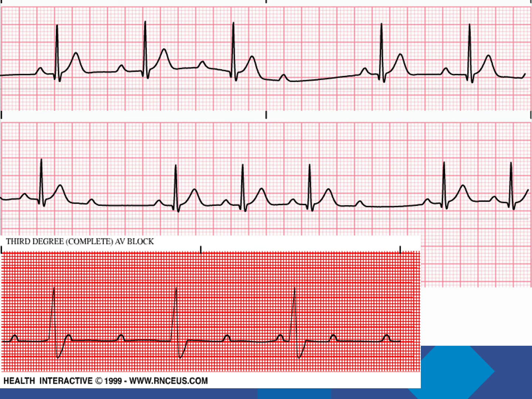And this slide generally shows it. The image on the top shows progressive lengthening PR intervals followed by a dropped beat. This is second-degree heart block Mobitz type 1, also called Wenckebach. It's generally benign. The second tracing shows no such PR interval. The dropped beat comes without warning.